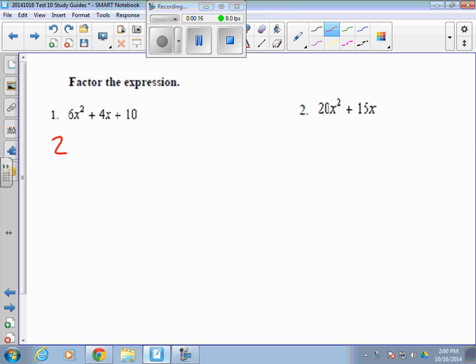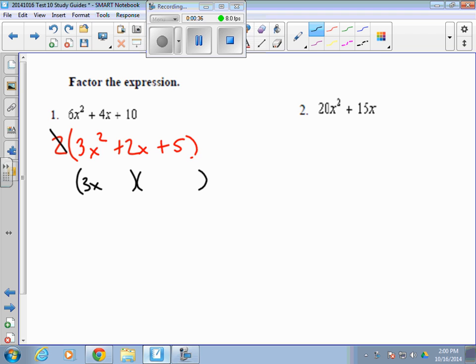The first thing they all have in common is the number 2. You can divide everything by 2. So 2 times 3x squared will give you 6x squared. 2 times 2x and 2 times 5 will give you 10. So you don't even have to concern yourself with the fact that you divided everything by 2. Factor out this part.